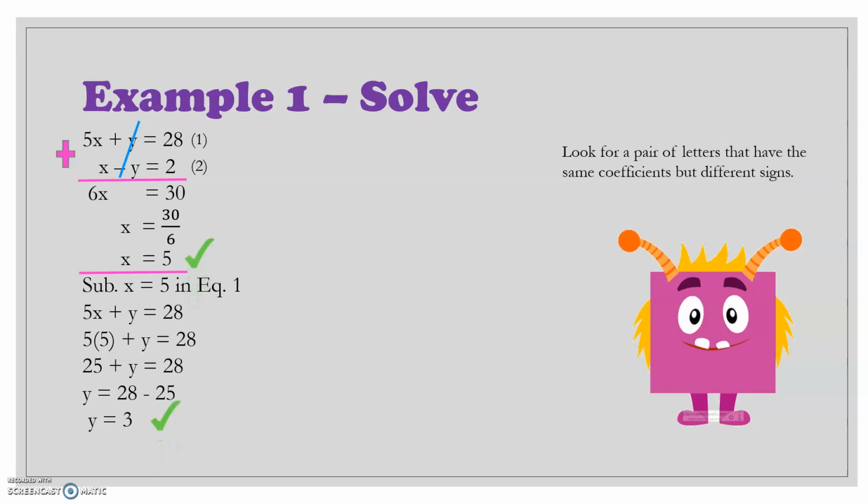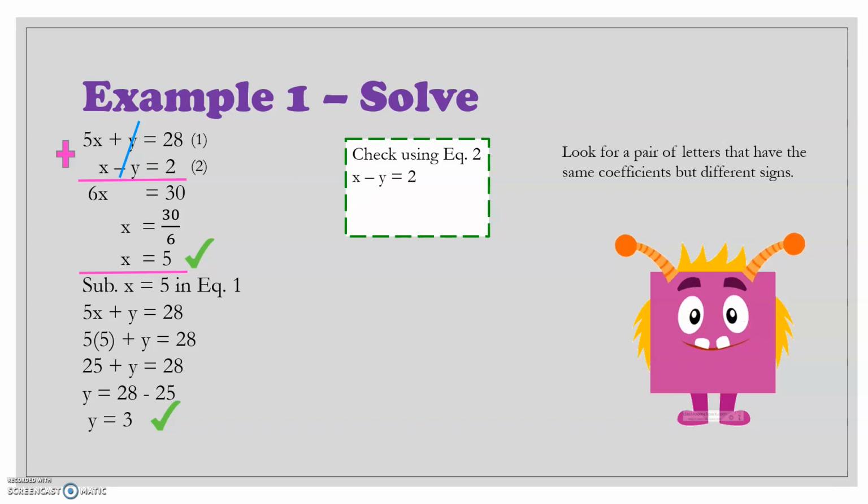Now I have found two answers, but for me to say I'm done, I always check to make sure that it's correct. So we're going to check using equation 2. x minus y equals 2. And now I substitute. x is 5, y is 3. So 5 minus 3 equals 2. Just to confirm, 2 is equal to 2, so I've done this correctly and I've solved my simultaneous equation correctly.